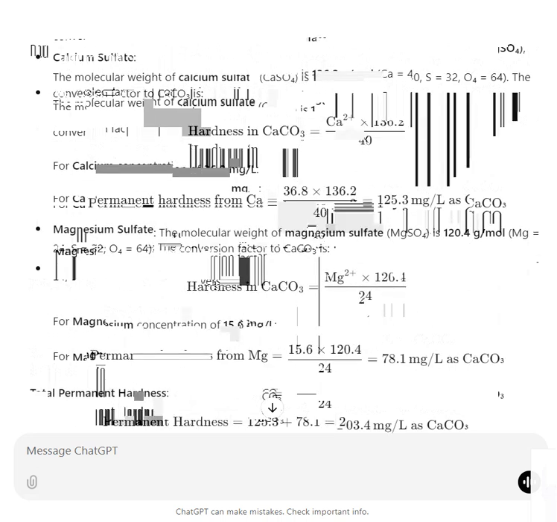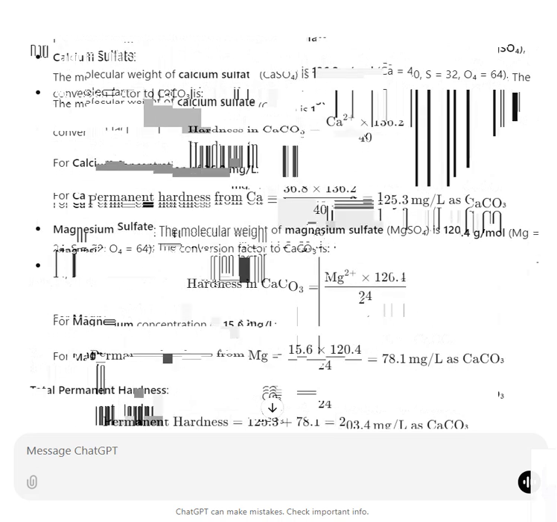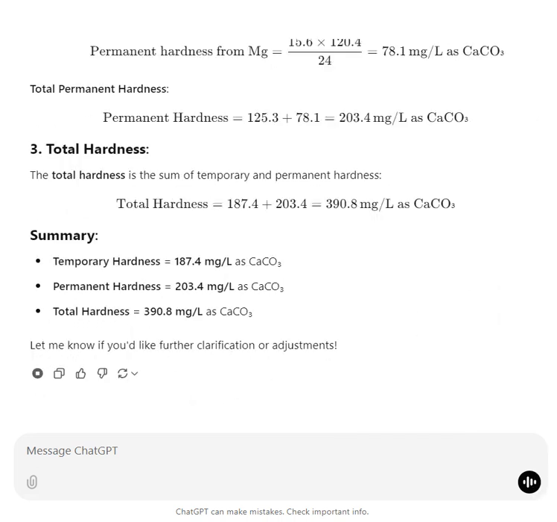Total hardness. The total hardness is the sum of temporary and permanent hardness. Total hardness equals 187.4 plus 203.4 equals 390.8 as CaCO3. Summary. Temporary hardness equals 187.4 milligrams per liter as CaCO3. Permanent hardness, 203.4 milligrams per liter as CaCO3. Total hardness, 390.8 milligrams per liter as CaCO3. Let me know if you'd like further clarification or adjustments.